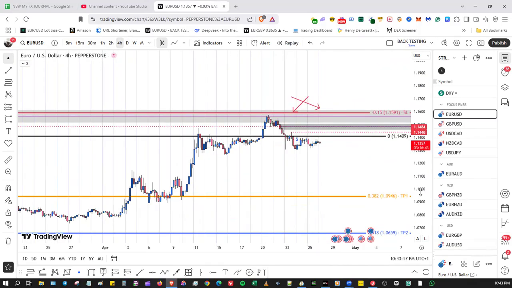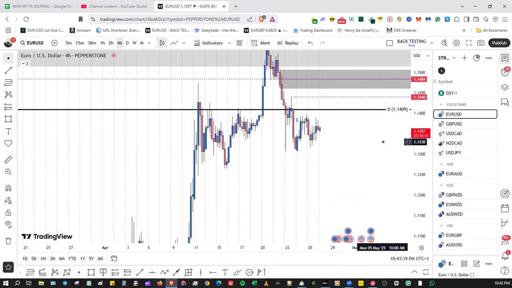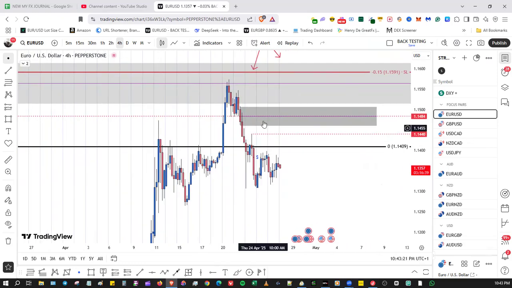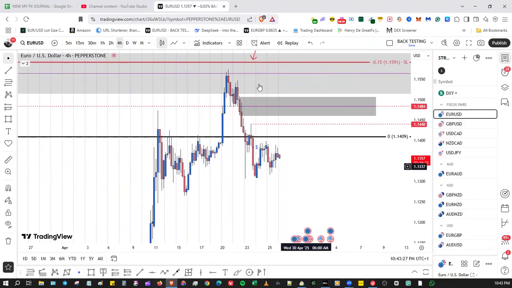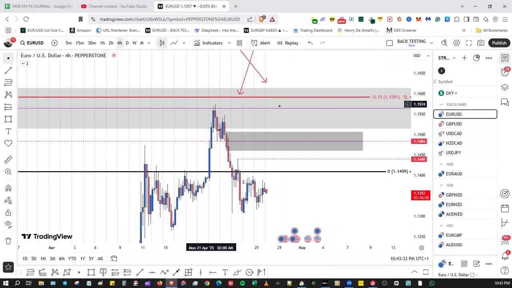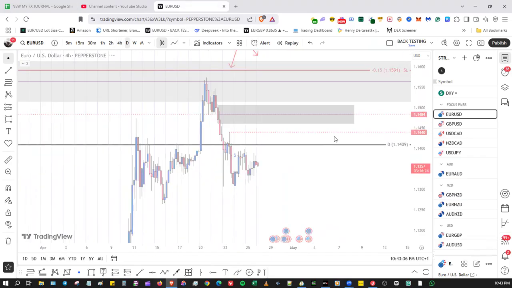For those of us in the academy, the mentorship group, you can take this trade based on any of the entry models: displacement, order block mitigation. Look out for entry. It's a very solid sell until this high is taken out. This sell still holds on Euro USD.